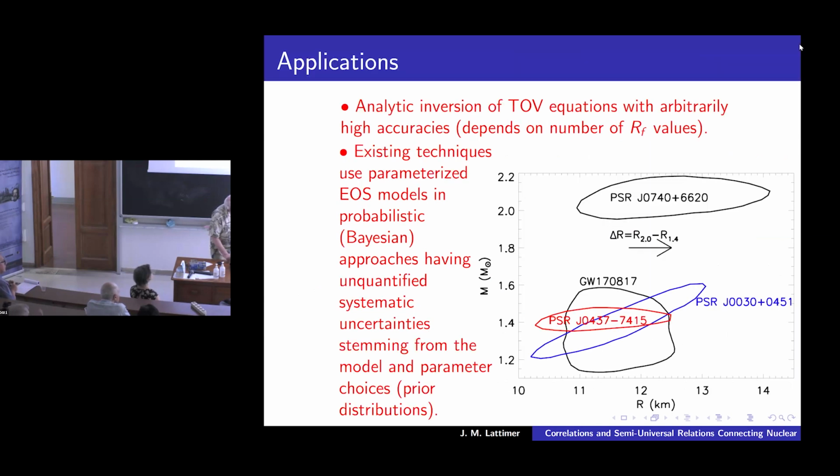So just to summarize then, this analytic inversion of the TOV equations has some nice features, and as a toy it is interesting, but you can also use it to try to get particular information about the underlying energy densities and pressures associated with these different mass and radius regions. And it avoids the problems coming from the unquantified systematic uncertainties in this traditional method, which depends on the sampling of parameters and the choice of parameterizations that you use.